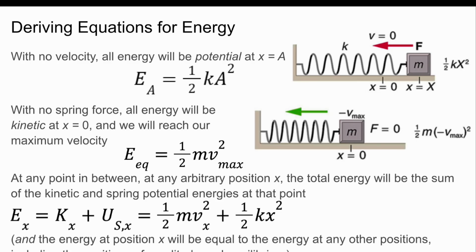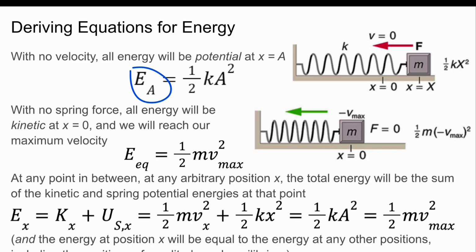And since the total mechanical energy at any point in our spring system's motion should equal the energy at any other point, we can also set this equal to our energy at position A and our energy at our equilibrium position. So all those should be equal to one another. And depending on what information we have on hand, we can use one or another to convert between each of these sums of energies at every point.